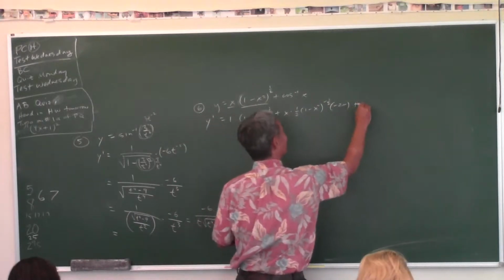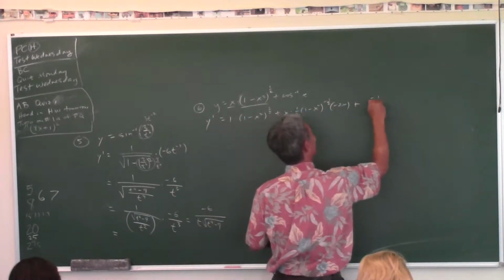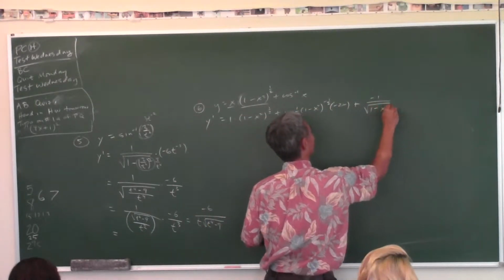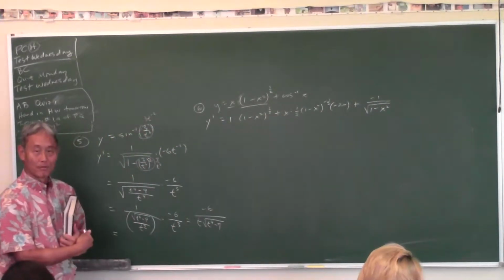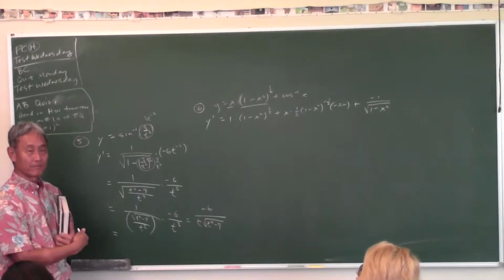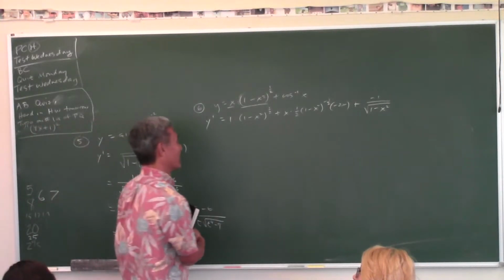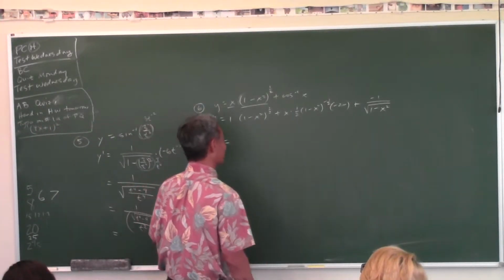And then, what's the derivative of cosine inverse x? Negative 1 over root 1 minus x squared. And when is the test on this? When you come back, yeah? When we come back on Wednesday, I believe. Yeah, you're going to have a substitute teacher on that one.